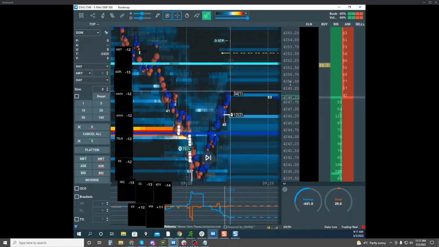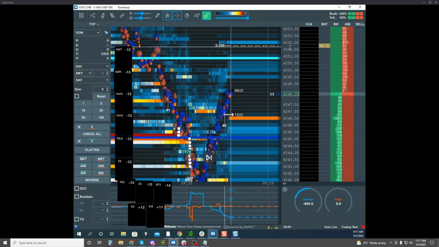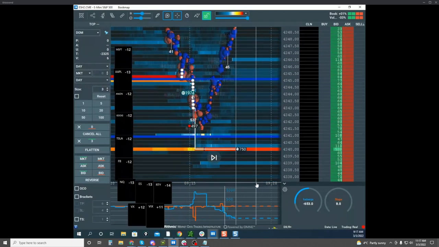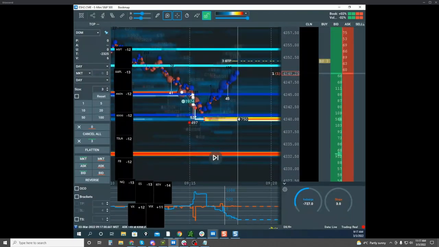So now I got to make sure my risk is correct, right? If I get filled on this, it's 7 points. 7 and 7 is 14, meaning I'm getting in 7 points above the zone. I have to risk 7 points below the zone. That's 14 points, and then the zone width is another 4 points. So that's 18 points. Then you go to the risk calculator.